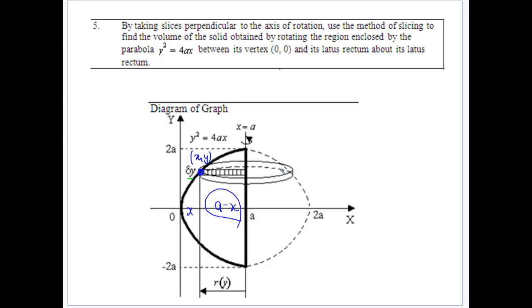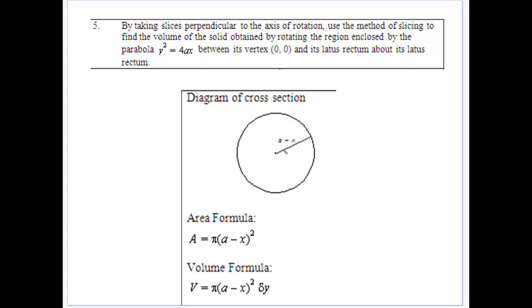Now, for the area of our circular disc that's formed, if that's a, and the distance from the point that we're going to choose is x, then we're going to have the radius of a minus x. So we're going from minus 2a to 2a, because that's where our area is rotating around. So our cross section starts to look like this. The radius was a minus x, and then the area is pi times a minus x all squared, and the volume is pi times a minus x all squared delta y.